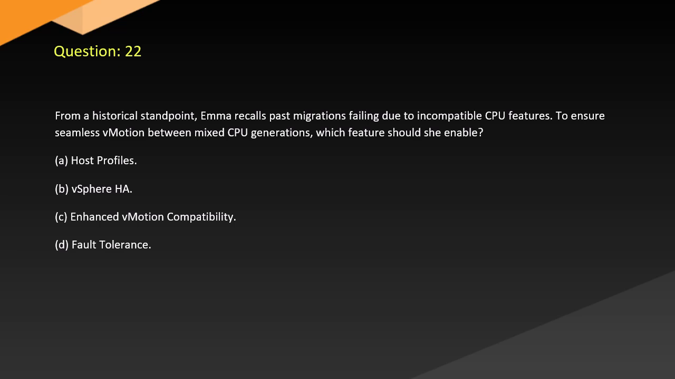Question 22. From a historical standpoint, Emma recalls past migrations failing due to incompatible CPU features. To ensure seamless vMotion between mixed CPU generations, which feature should she enable? A. Host profiles. B. vSphere HA. C. Enhanced vMotion compatibility. D. Fault tolerance.